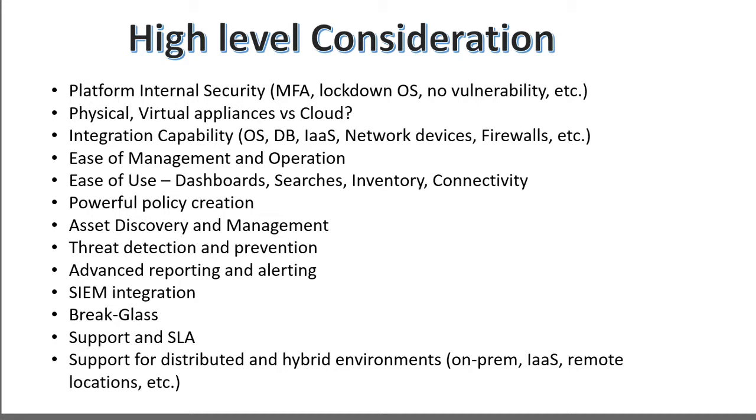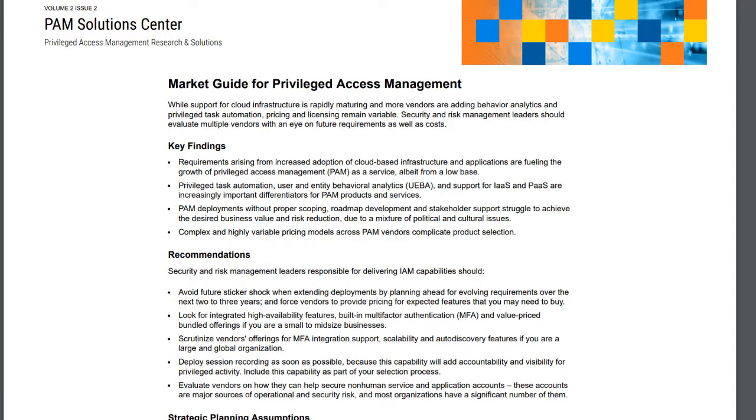Now, with all that said, we're going to move to a few research reports and see how we can actually choose a product. The first report that we're going to talk about is the Market Guide for Privileged Access Management from Gartner. This is a little bit old, a couple of years old, but I think it still has good information that would help you understand the operation of different solutions.